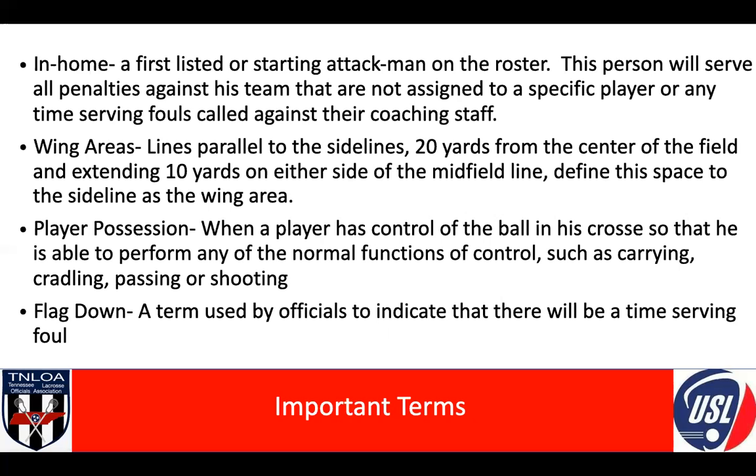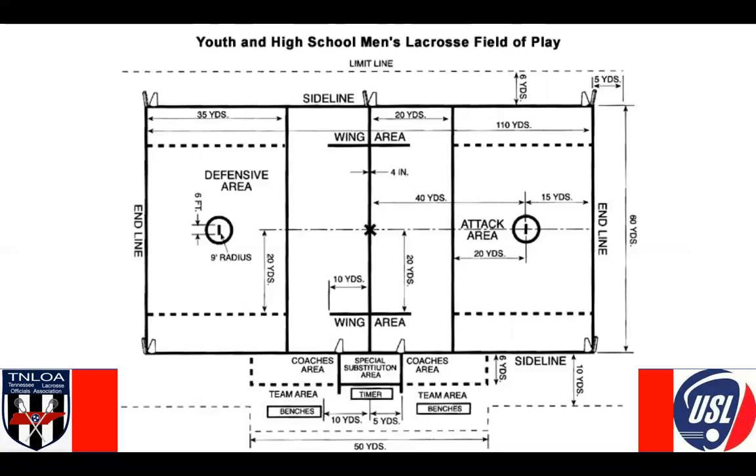The wing areas are the areas on the outside of the box. A player in possession, I've mentioned this in every single training so far, is a player who has control of the ball in his cross and is able to perform normal functions of control like carrying, cradling, passing, and shooting. And a flag down is a term used by officials to indicate that there is a time-serving foul. Flag down. Basic dimensions of our lacrosse field.